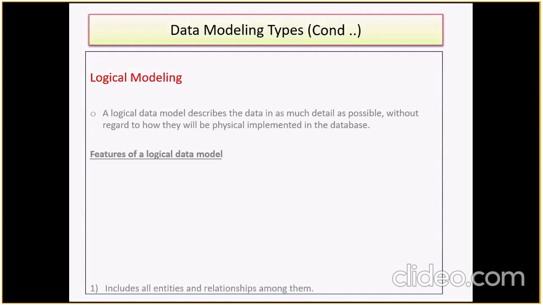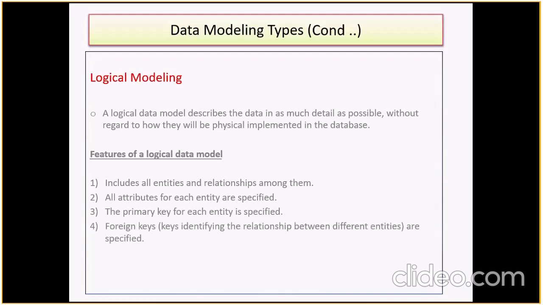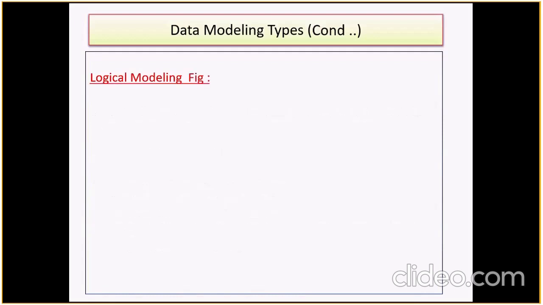What are the features of the logical data model? It includes all the entities and relationships among them. All attributes for each entity are specified, that is every minute detail. The primary key for each entity, foreign keys, and normalization. So let's take the same example we saw in the conceptual model. We have those entities. Now how will it change in the logical model?